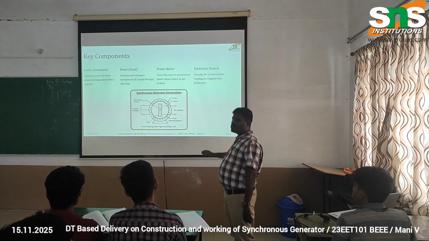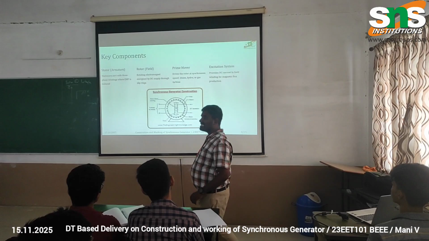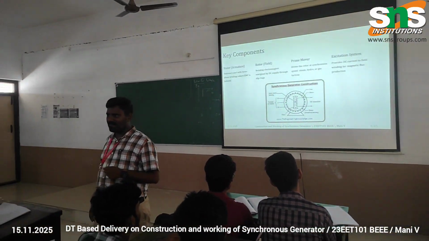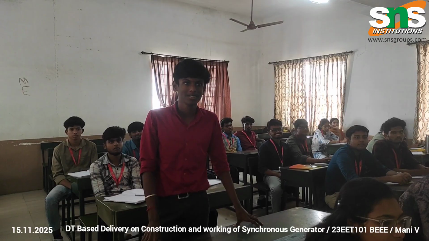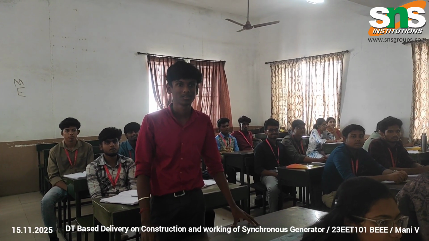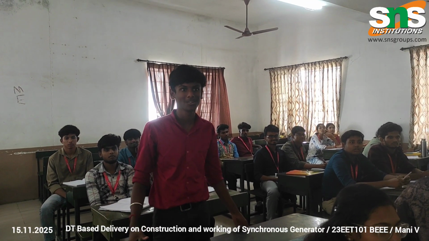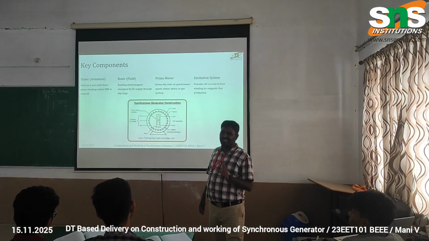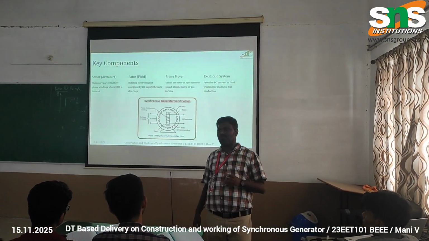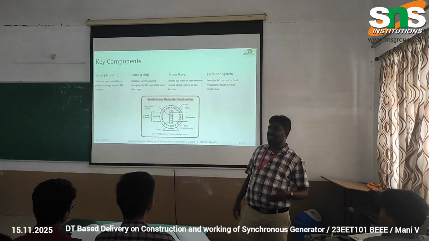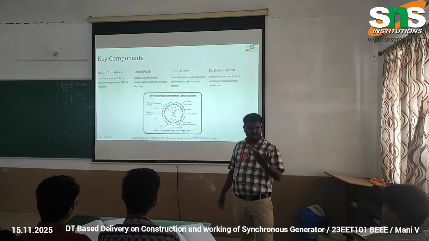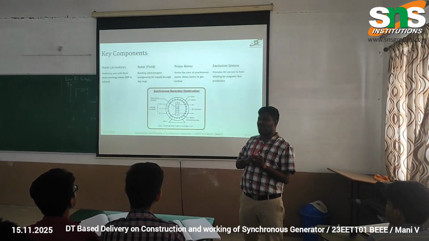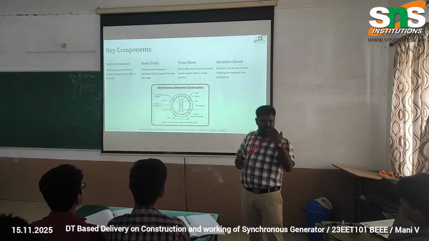And what is the use of prime mover in the synchronous generator? It is used to rotate the rotor. Prime mover is used to rotate the rotor. The prime mover may be either petrol engine, diesel engine, gas turbine, steam turbine, or a hydraulic turbine, whatever it may be, which is coupled with the rotor. So if the prime mover rotates, the rotor also gets rotated.